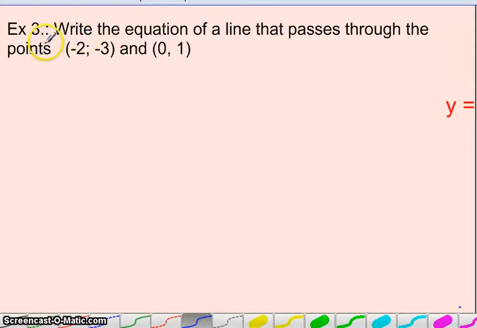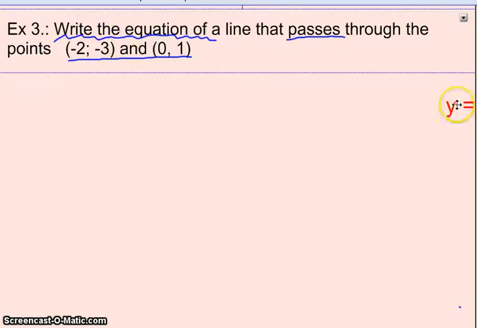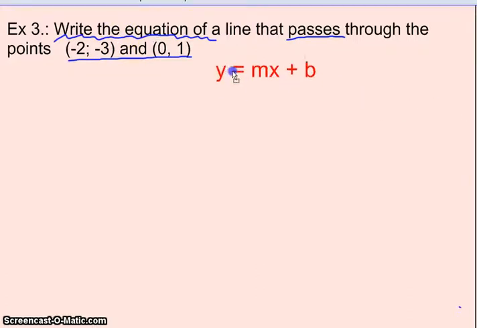Let's read our question and underline the keywords. Write the equation of a line that passes through the points given. According to the question, right here, we should understand that the equation will look like y equals mx plus b, because it is an equation of any kind of a line.